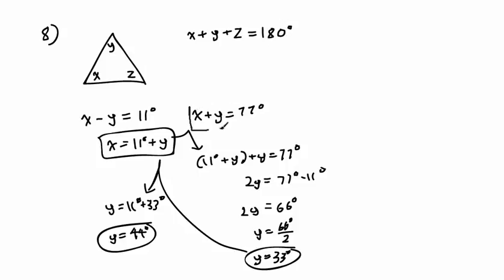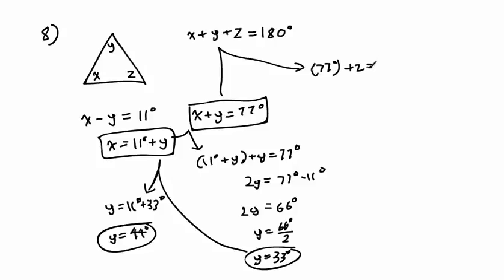But x plus y, which is right here, equals 77 degrees, the sum of those 2 angles. So when we substitute that, we get 77 degrees plus z equals 180 degrees, because x plus y, the sum, equals 77. Okay, so subtract both sides by 77, so 180 degrees minus 77 degrees. And that therefore equals 103 degrees.